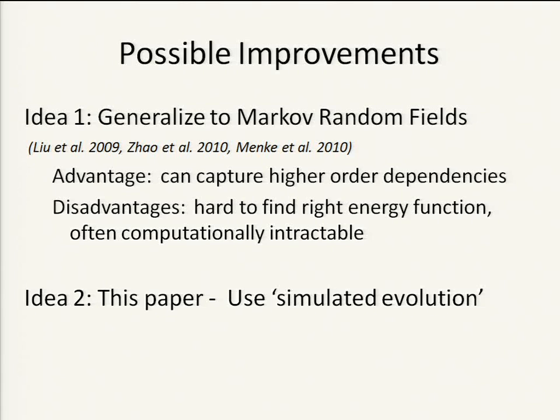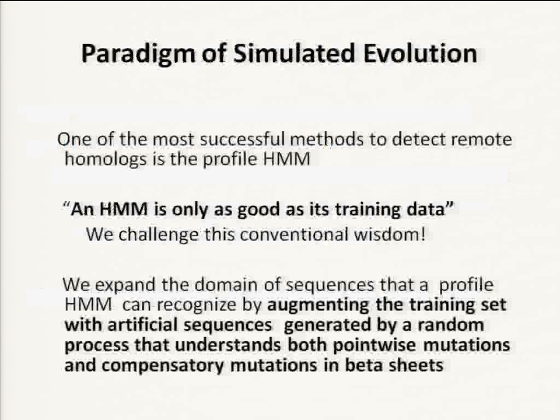One is to generate HMMs with Markov random fields, which can capture higher-order dependencies, but it is difficult to find the right energy function, and it is computationally expensive. The other idea is using simulated evolution. Hidden Markov models will have very remote homologs. There are many HMMs available, and like any learning method, they need training data.